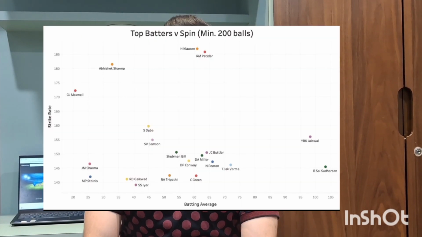The given data shows that Heinrich Klaasen and Rajat Patidar have been absolute monsters against spin. So while preparing strategies against these two batsmen, teams can plan that we will not feed them with spinners, but we will actually attack them using fast bowling. This is one of the strategies which is used by teams very well nowadays in cricket.